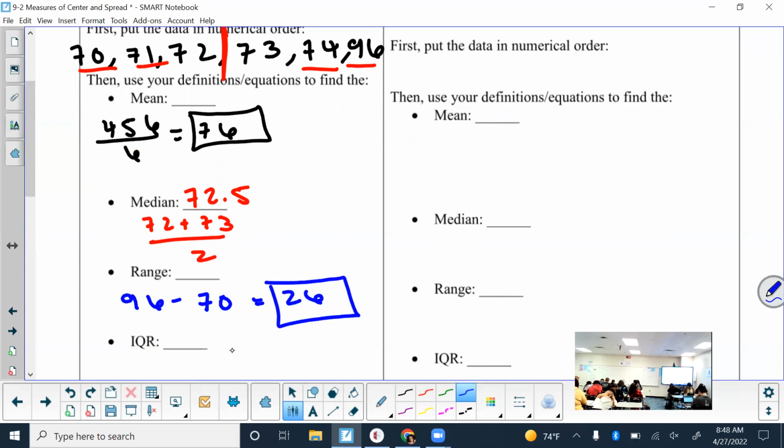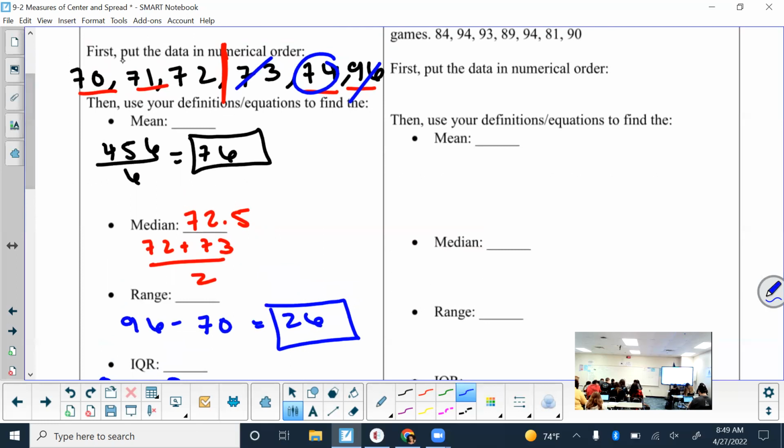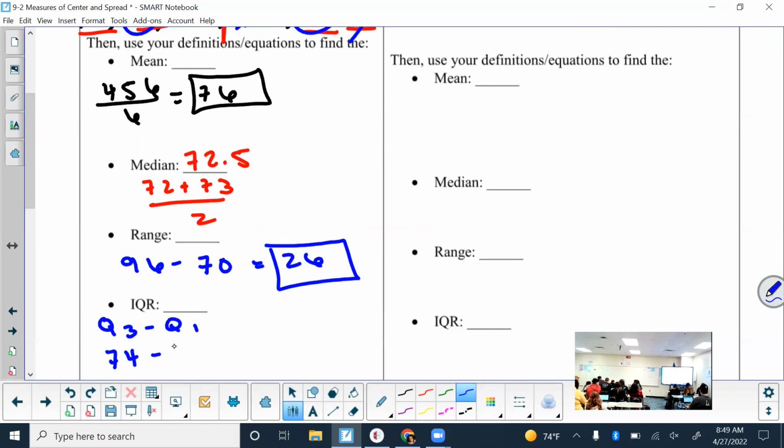IQR, that one's the more tricky one. What's the formula for IQR? Q3 minus Q1. So we need to identify Q3 and Q1. Let's start with Q3. What's my Q3? Good. So when your median is between two numbers, make sure that you include these middle numbers in your crossing out. So my Q3 is 74, minus my Q1, which is what? Good. This is my middle number of the lower half. So then what is 74 minus 71? 3.